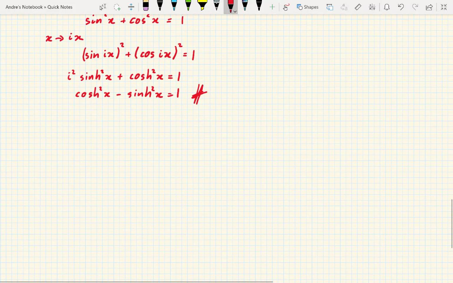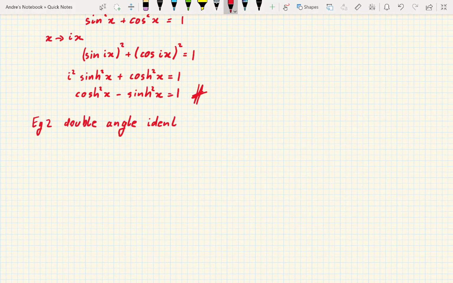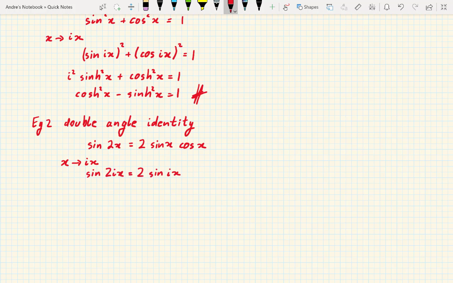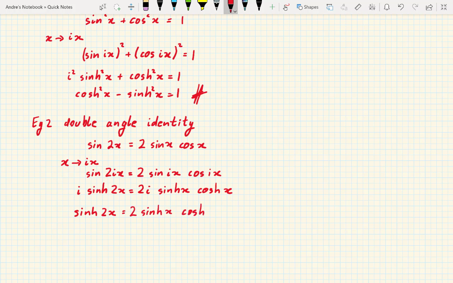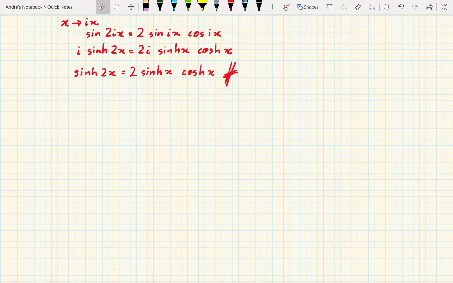Next, let's look at one of the double angle formulae. We'll take sine 2x equals 2 sine x cos x. Again, we replace x by ix to give sine 2ix equals 2 sine ix cos ix. And that simplifies to sinh 2x equals 2 sinh x cosh x. And remember, this technique works for all of the trigonometric identities.